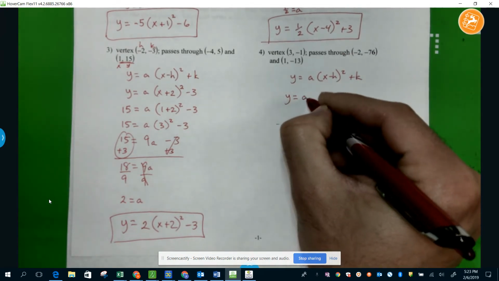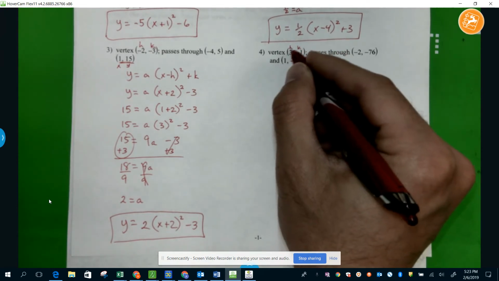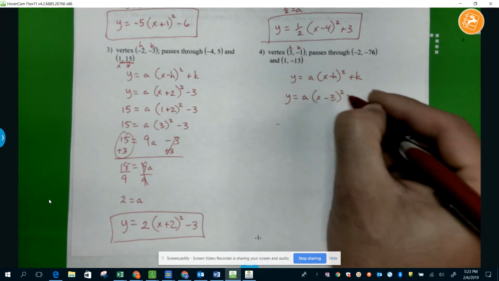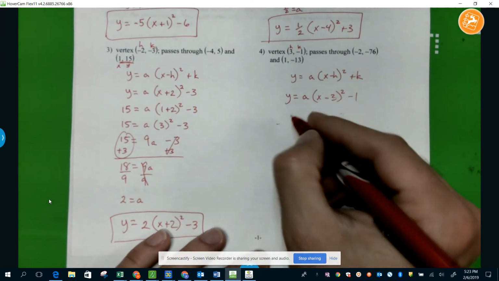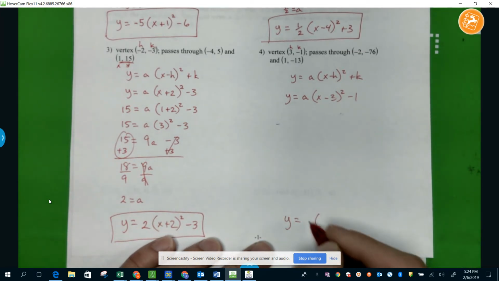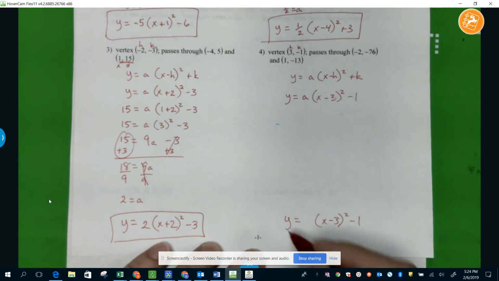Y equals, I've got my a. Remember, my vertex is h and k. This is always the opposite. So if it's a positive 3, we're going to use an x minus 3. And then the k value is a negative 1, so we'll put that there. Okay, so final answer. I know I'm going to have a y equals. Leave some space for your a. I got an x minus 3 squared minus 1. I know that's part of the answer. I just need the a value now.